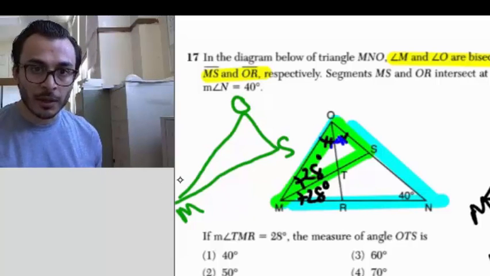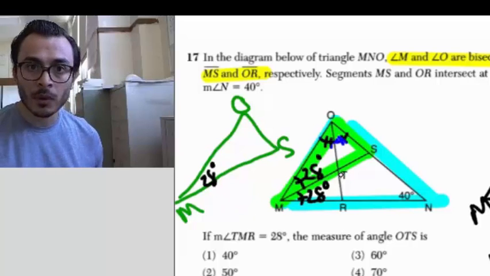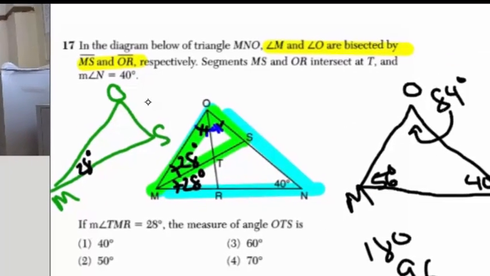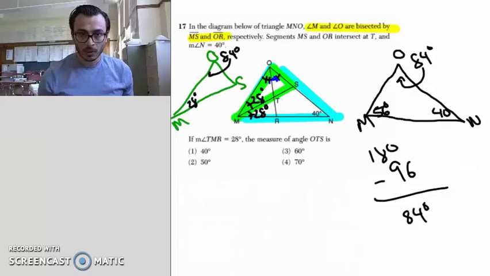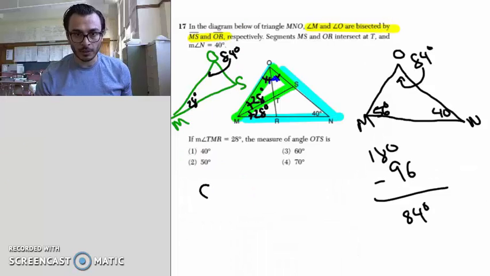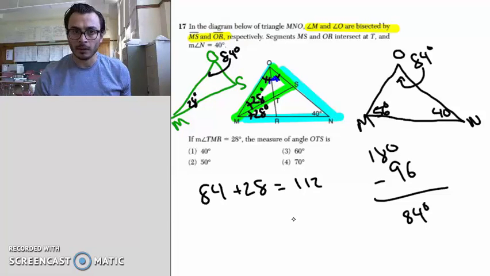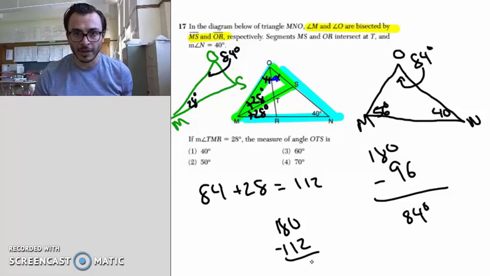We know this is 28. SOM, that is actually 84 degrees. That's this 84 I found. Now you can use that to find angle S. We're going to add 84 and 28 and subtract it from 180. So 84 plus 28 is 112. And subtract that from 180. 180 subtract 112, we get 68.